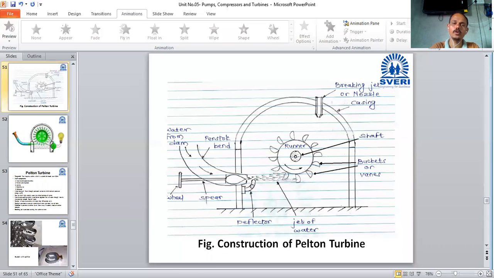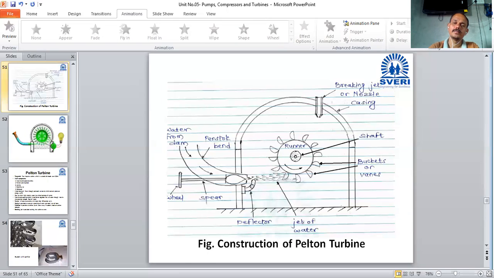On the periphery of that runner, bowl shape buckets are mounted. We call it as buckets or pins. These buckets are mounted on the periphery, and all these buckets are equispaced. म्हणजे equal distance वरती ते runner वरती mount केलेले आहे.